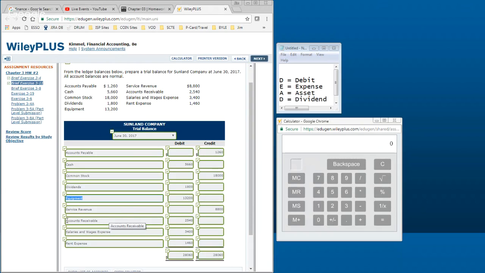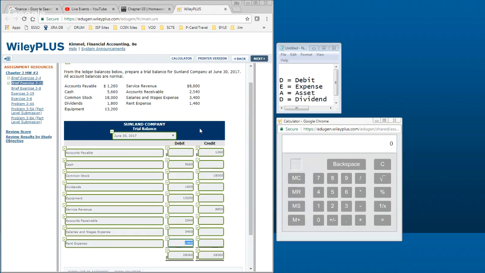Accounts receivable, those are assets, so we will put those under the debit side, $2,540. Salaries and wages are expenses, and so we'll put that under debit, under our acronym E for expense, so that'll be $3,400. And then rent expense is also an expense, and that'll go into the debit column.